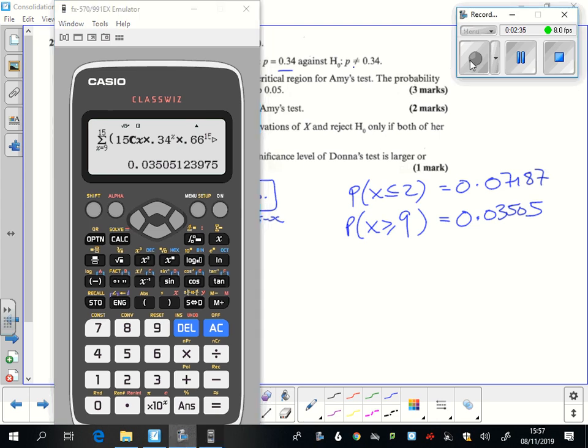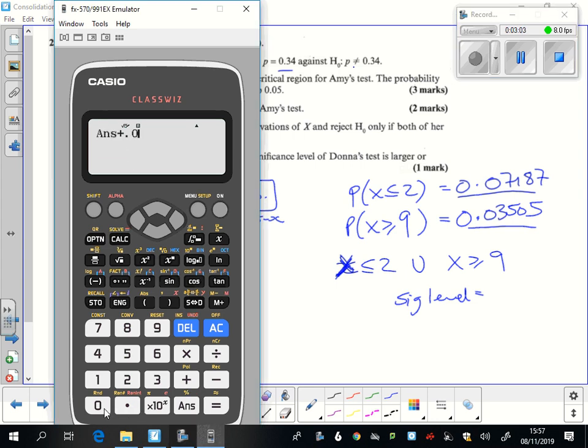So my critical region then is x is less than or equal to 2 unioned with x is greater than or equal to 9. That would be my critical region. And what's the actual value, the significance value of the test? Well, it's these two things added together. So I've got the calculator ready there, haven't I? Let's just put plus 0.07187, and we've got that's a 10.7%. A 10.7% test there as we look through that.